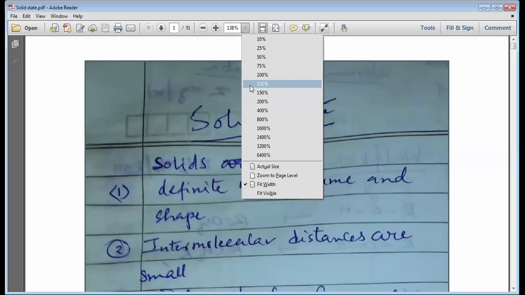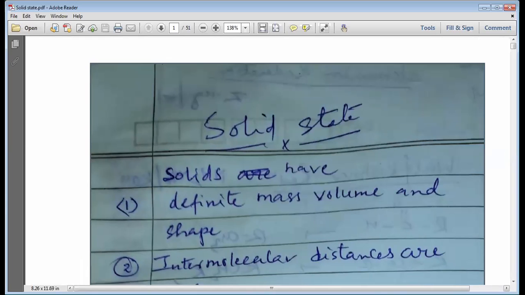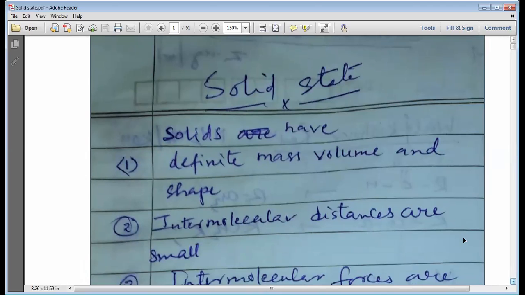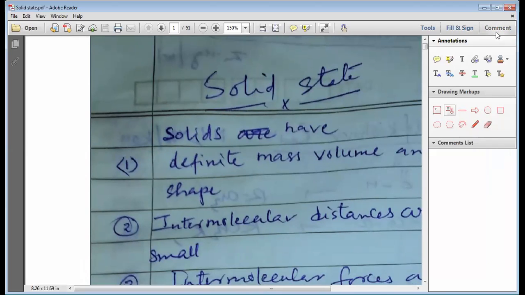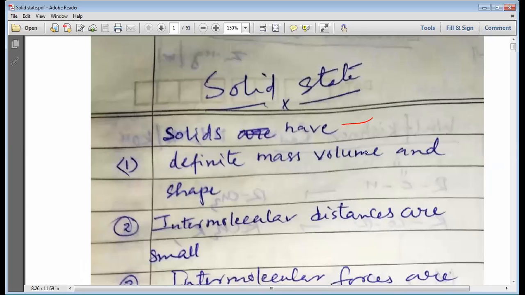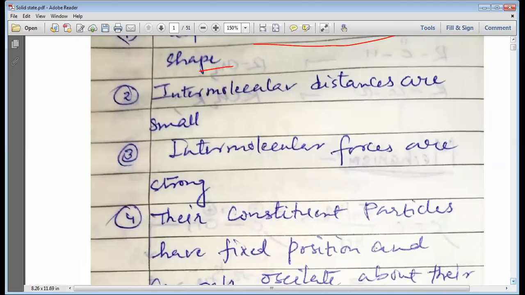Let us start studying, or revising, the chapter Solid State. Let us move forward and study the solid state. Solids have a definite mass, volume, and shape. Solids have very small intermolecular distances. Solids have very strong intermolecular forces.